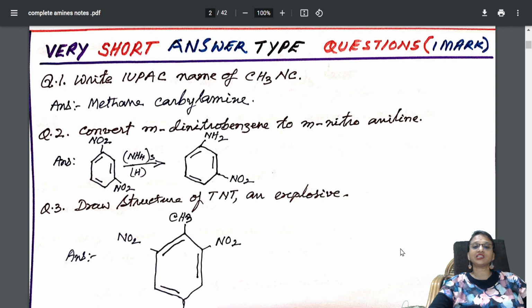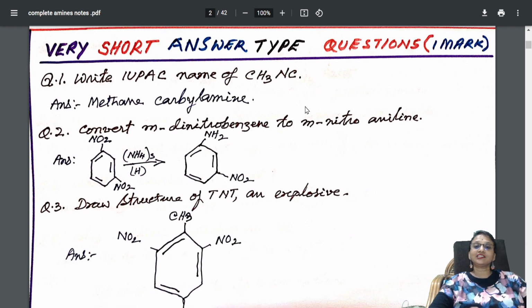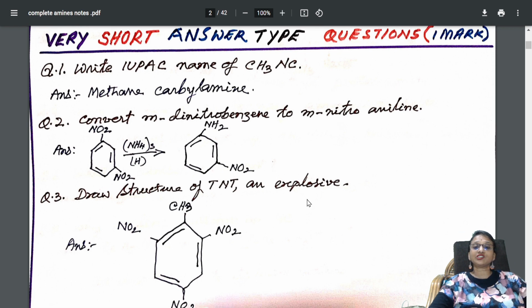Write the IUPAC name of methyl isocyanide. Okay, it is nothing but methane carbylamine. So normally we say methyl isocyanide, but the IUPAC name is methane carbylamine. Like that. Next important thing, I've asked: convert meta-dinitrobenzene to meta-nitrotoluene. Okay, which reagent is used? I have written here. Draw the structure of TNT, an explosive.